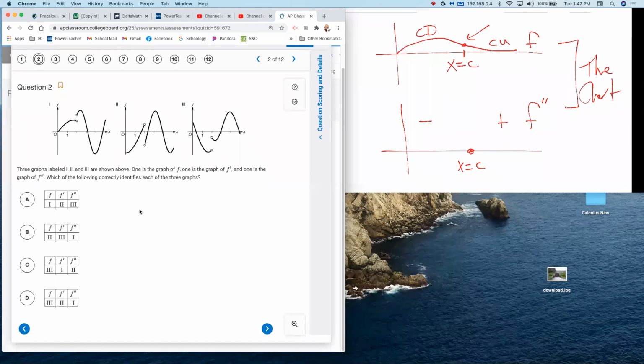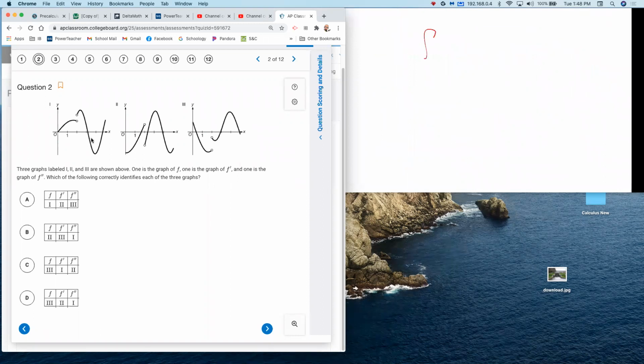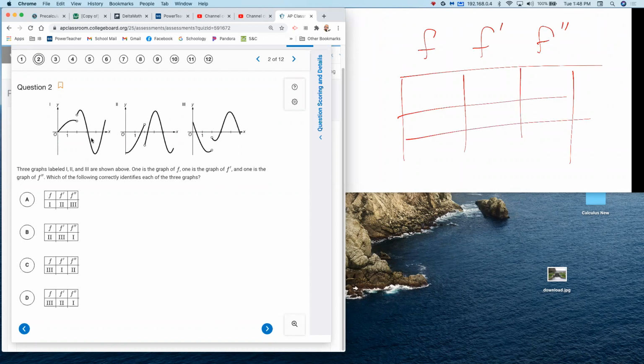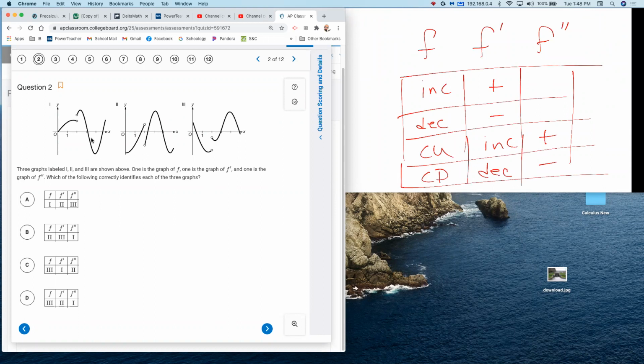So what I'm going to do is look at what you have for each one. Notice that at this value 2, we have a jump on all of those. So I don't know that that's really going to help too much. When you think about the chart and going from F to F prime to F double prime, you should have this kind of memorized on some level: increasing positive, decreasing negative, concave up, increasing positive, concave down, decreasing negative. So we should have those ideas here. Notice at 1, 2, 3, this graph changes from negative to positive.